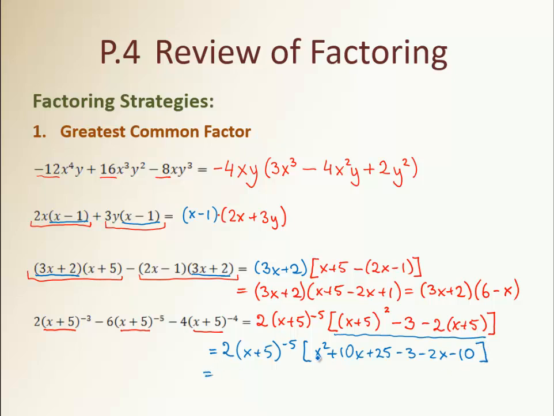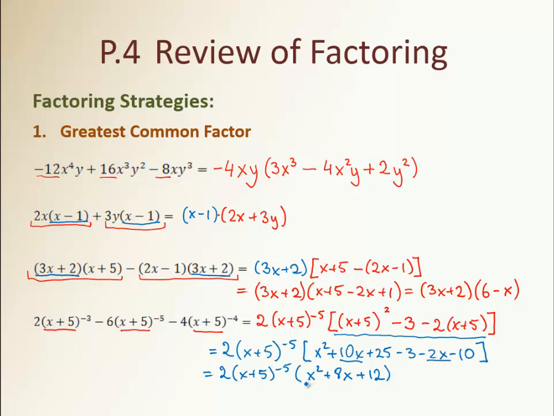One more step to collect like terms in the big bracket. So copy the first part. And this big bracket may be rewritten as a round bracket already. And we have x squared. Now it's 10x minus 2x is 8x. And 25 minus 3 and minus 10 is 12.